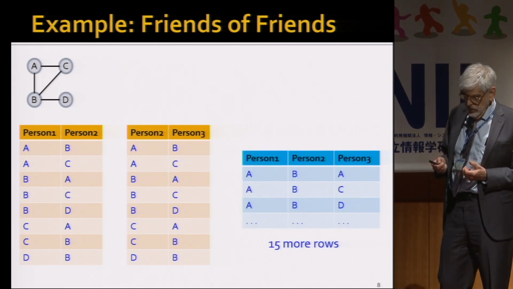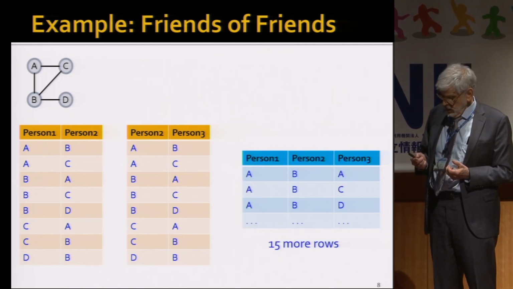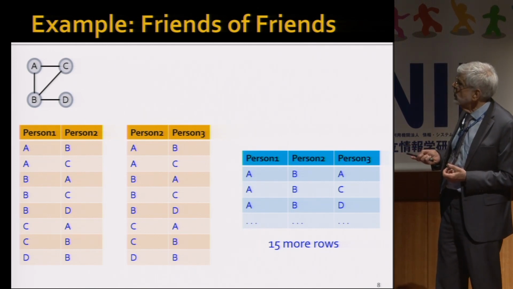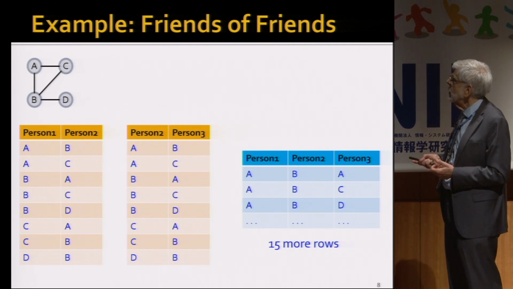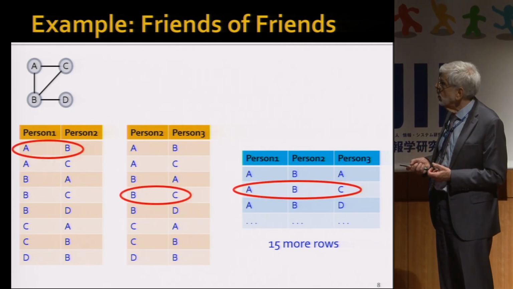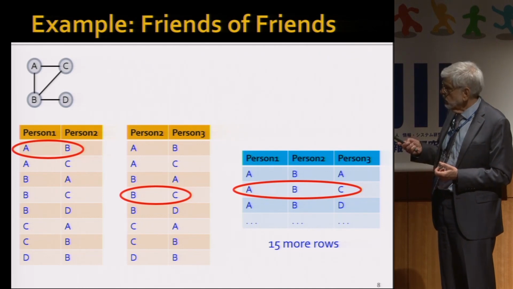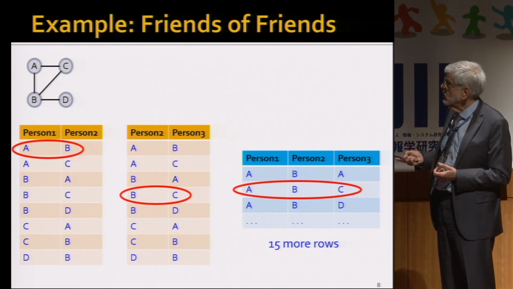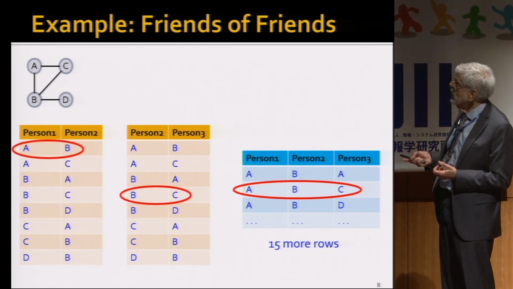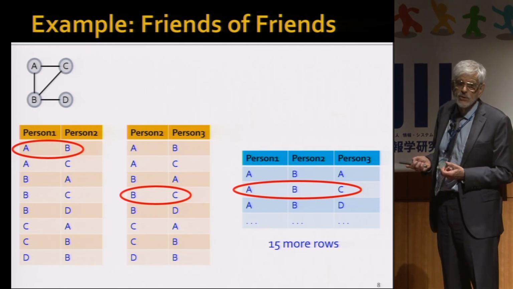Now, here's the join of these relations. It has actually 18 rows. For example, A and B are friends, and B and C are friends, so there's a row A, B, C in the answer.